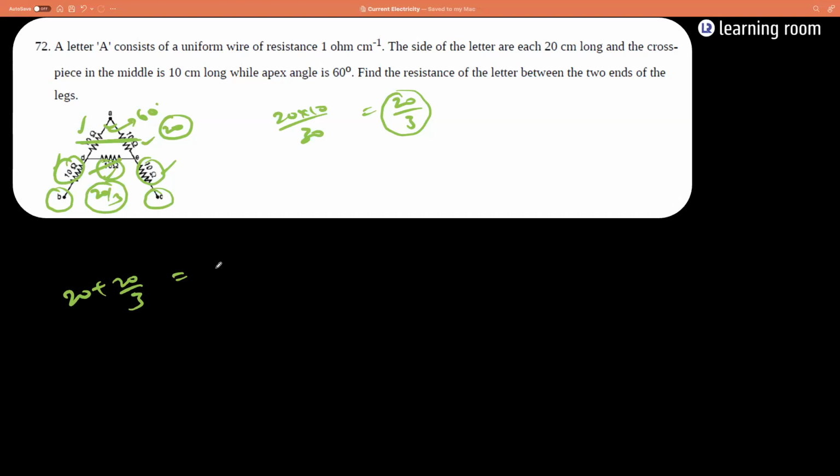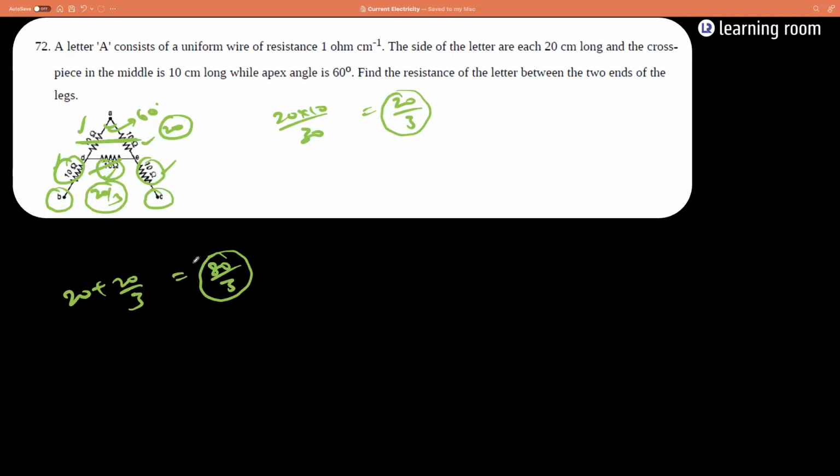How much will be the answer? 80 by 3. That's it. So the equivalent resistance is going to be 80 divided by 3. Okay, we are done with this.